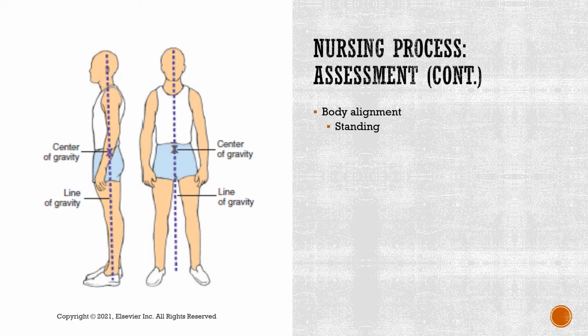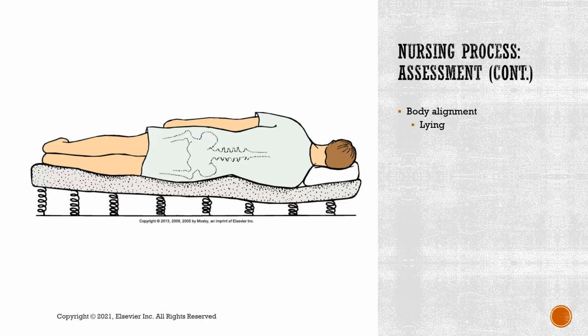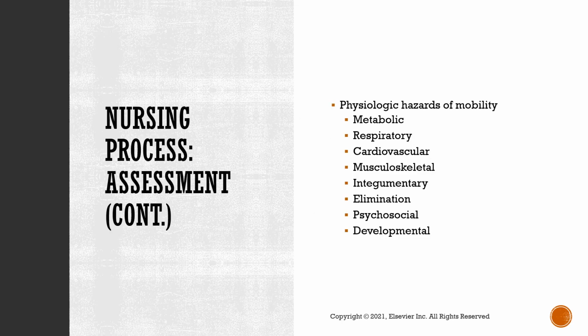Here's proper body alignment standing, proper body alignment sitting, proper body alignment laying, and this is a side-lying picture. So what are the physiologic hazards of immobility? Well, it affects all of the body systems.